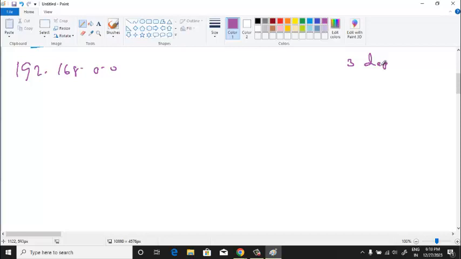The answer is, you see, this is by default 24-bit masked. So if you're borrowing, you should only borrow from the last octet. You might have already done it correctly.